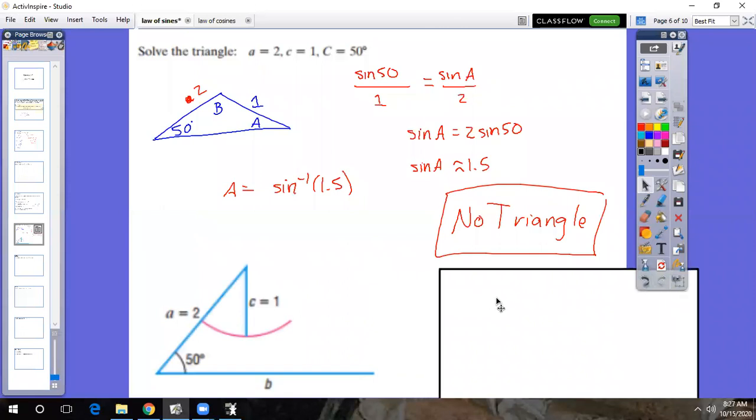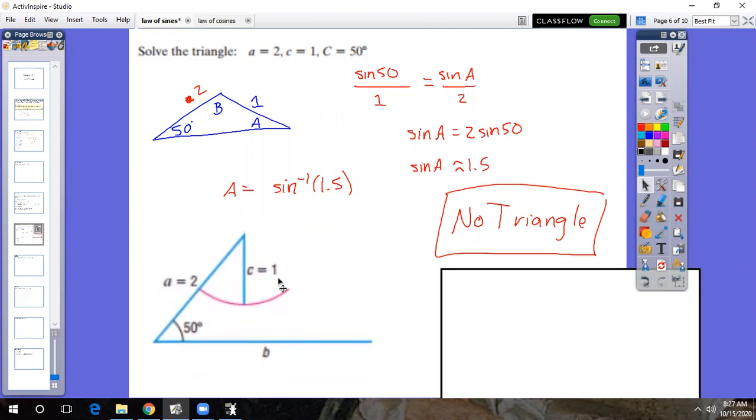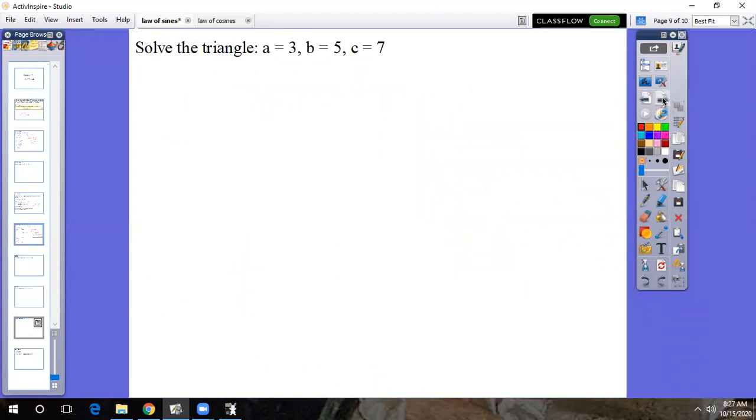So here's what this would look like right here. If I've got this angle that's 50 degrees, this side A is equal to 2, and this side C is equal to 1, what's happening in this case is C is too short to actually swing down and hit this line at some point. If this angle had been smaller, then there would have been a possibility that C could actually hit this line. But because it's too short to actually reach that line, there is no possible triangle that I could draw that would fit this information.